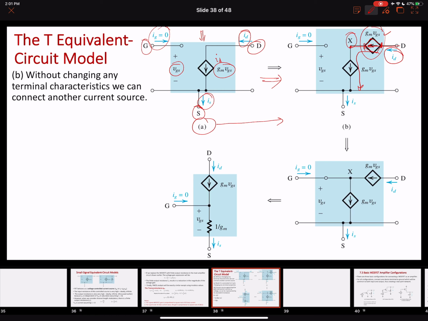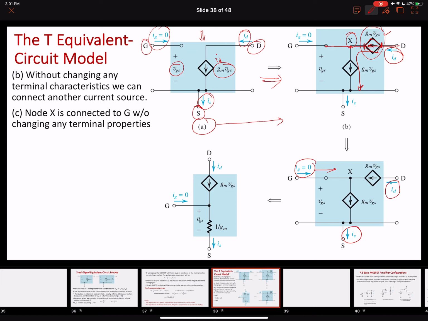Now again, keeping the terminal characteristics the same, I ended up connecting these two together, and this can be done without changing any properties of the terminal. Again, our gate current will be 0, the source current is here, the drain current is here, which is essentially the same. I connected the gate terminal to the node X. So this was the representation of C, and now we can move to D. This is the representation of D. What we did in D is, you can see that I can move this branch up here like this.